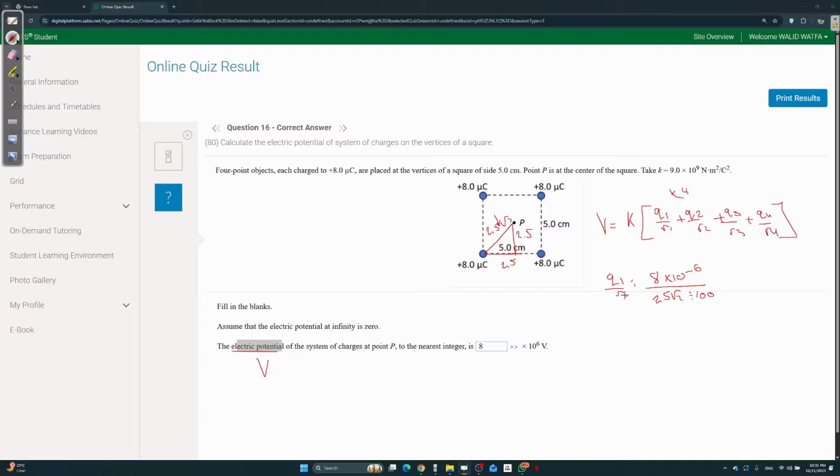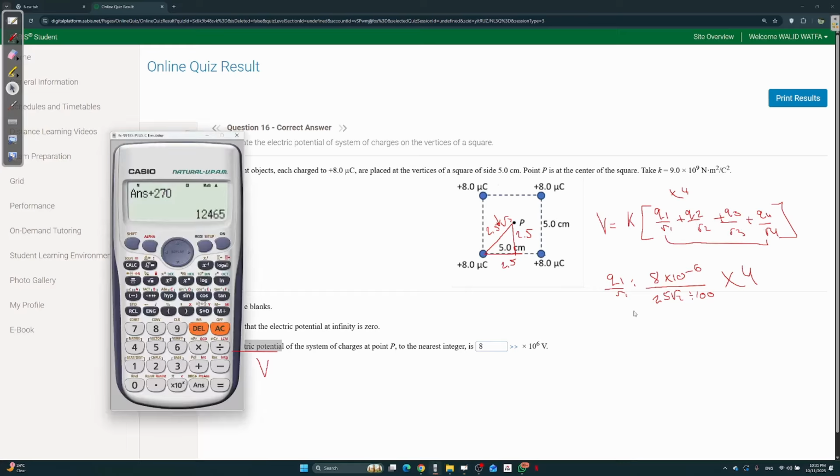Okay. Anyway, we're going to multiply this by 4, and this is going to be all of this, and then of course multiplied by K. So K, Q1 over R1, Q2 over R2, Q3 over R3, Q4 over R4. Since they're all the same charge and same distance, we're just going to multiply this by 4. So 9 times 10 to the power of 9 times 4 times Q1 over R1, which is 8 times 10 to the negative 6 over 2.5 radical 2 divided by 100. You get a really big number.